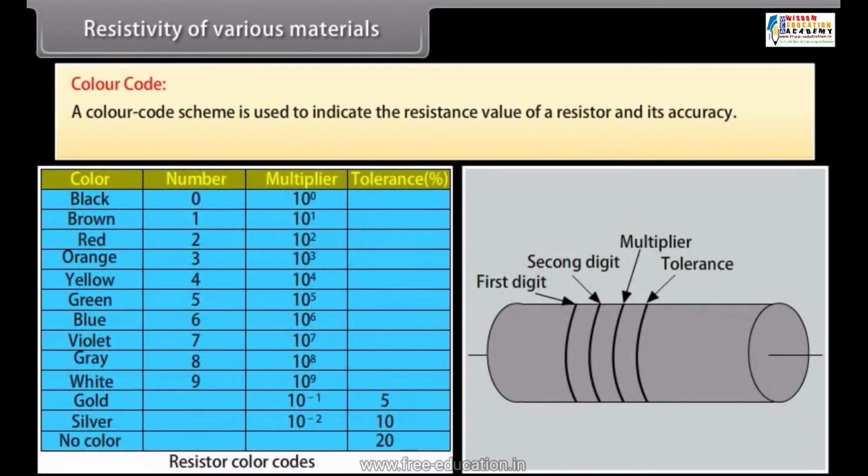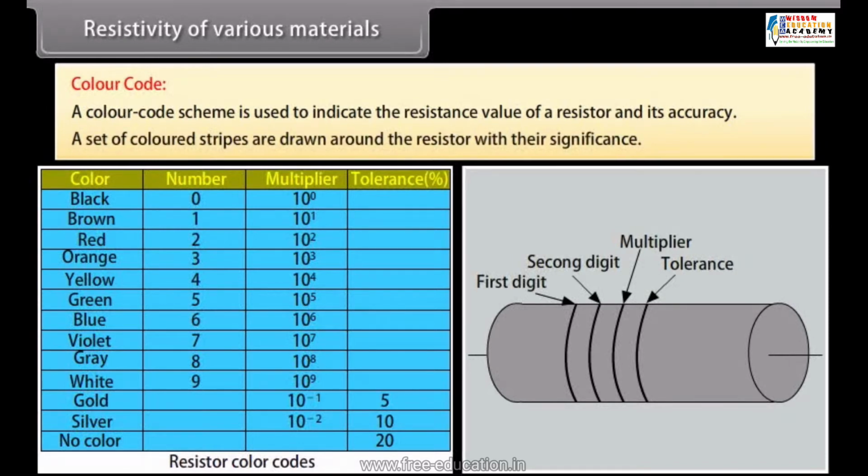A color code scheme is used to indicate the resistance value of a resistor and its accuracy. A set of colored stripes are drawn around the resistor with their significance.